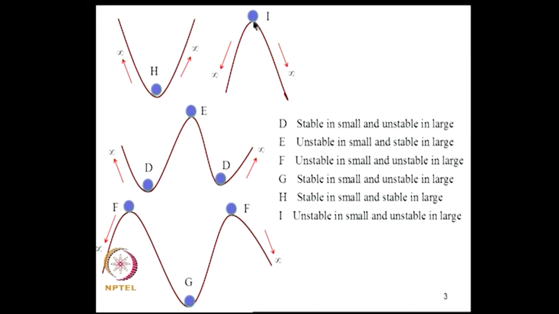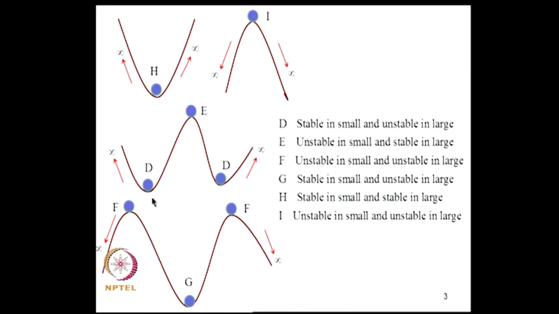Whereas, if you now consider this, imagine that this goes to infinity and this goes to infinity, then with any slight perturbation, no matter how big or small it is, the ball will end up somewhere else. So it is unstable in small as well as in large.